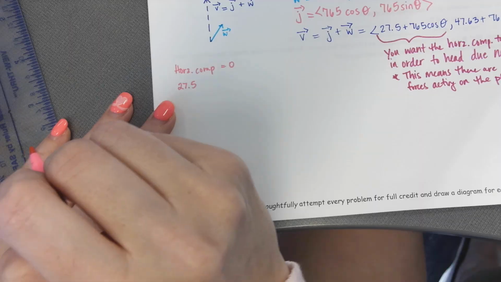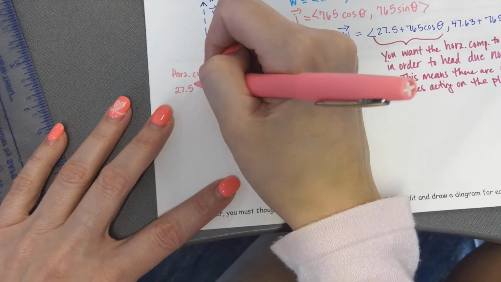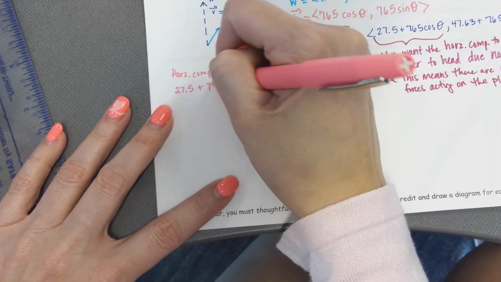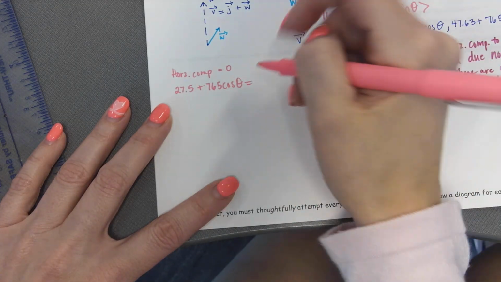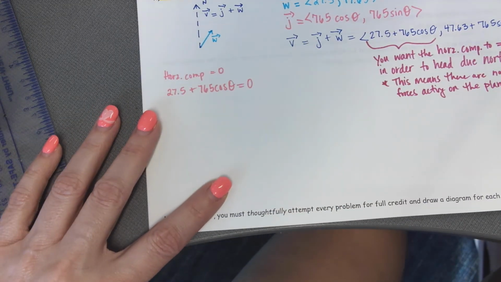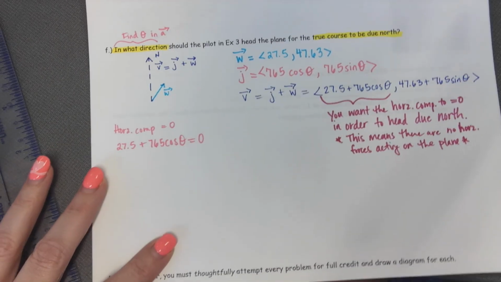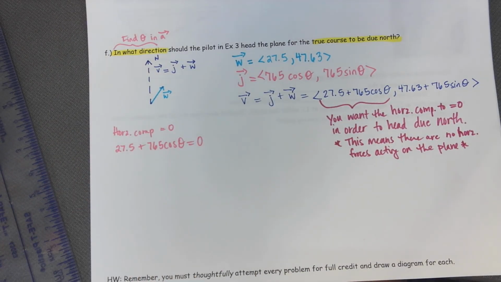27.5 plus 765 cosine of theta equals 0. Okay, so go ahead and solve that for theta. You have all the skills to be able to solve that for theta. You are going to need your graphing calculator or a calculator for graphing.